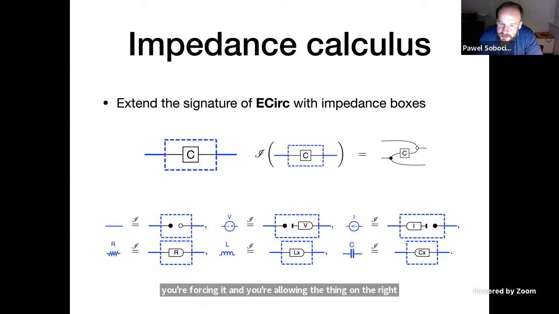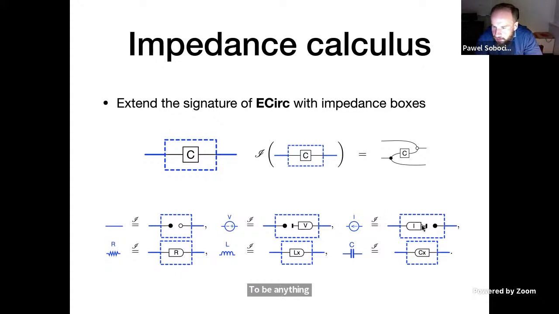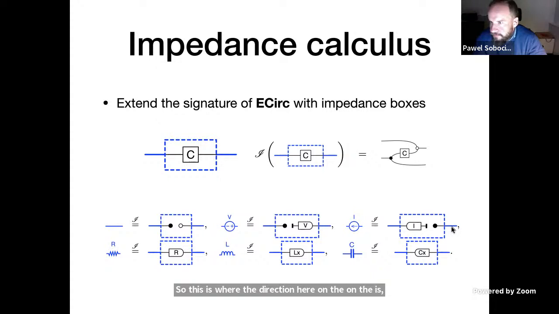Yeah, so this is a current source, right? The current source is exactly that. It's saying that the current source at the output has to be I. It's just that it's I going from right to left, right? So this is where the direction on the I is. Whereas the current on the right can be anything. Okay. Cool.